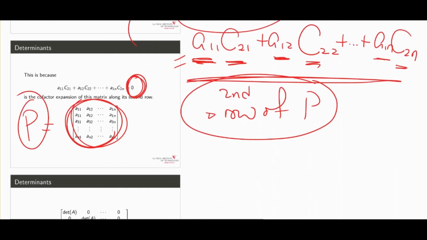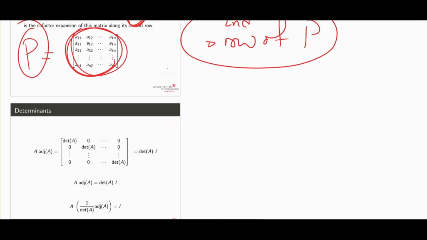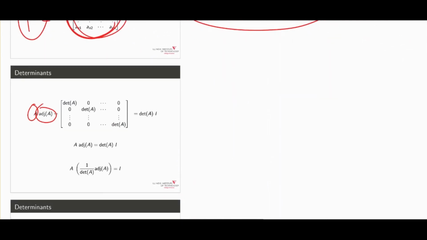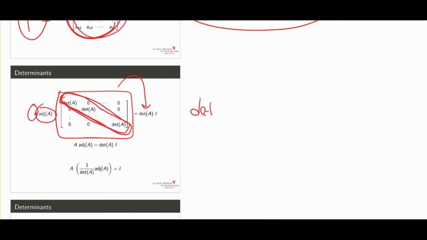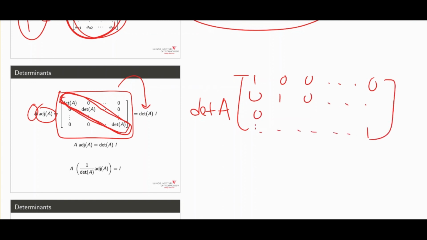So now this is cool. Now you know that your matrix A multiplied by the adjoint of A gives you 0 everywhere except those entries on the diagonal. Those entries are not 0. Those are all the determinant of A. So obviously you can factor them out, because this is the same as the determinant of A multiplied by the identity matrix, right? So this is what happens when you have this, and it is written like this.